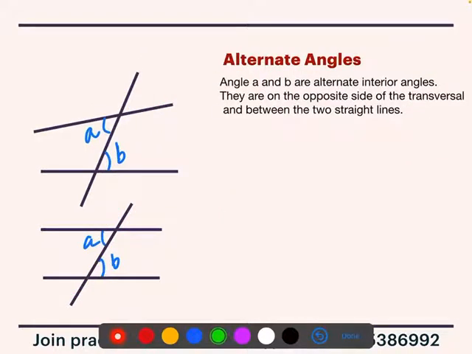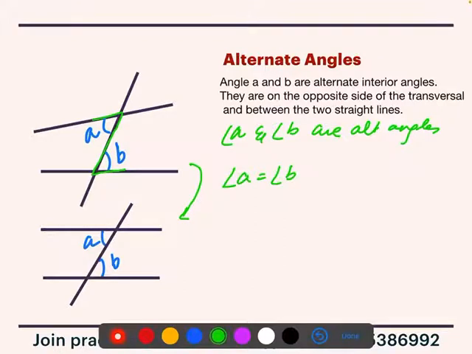Then we come on to the alternate angles. What are alternate angles? They are also generated by two straight lines and a transversal, and they are on the opposite sides of the transversal, forming a Z. So angle A and angle B are alternate angles. But when we talk about parallel lines, these alternate angles become equal.